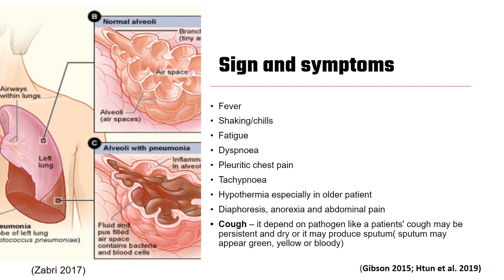This cough could be persistent and dry, and it may produce sputum, which may appear green, yellow, rust-coloured, or bloody. It is usually caused by an increase in mucus production. Consequently, cough and sputum production can also result in and lead to respiratory failure.